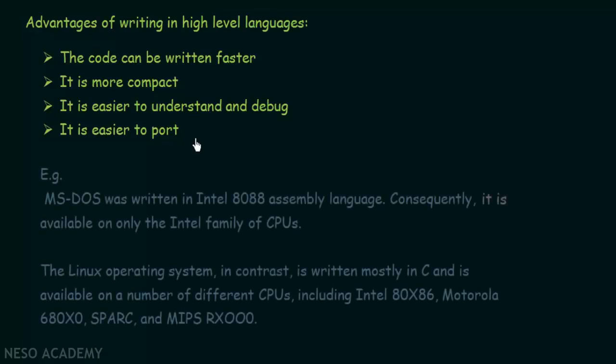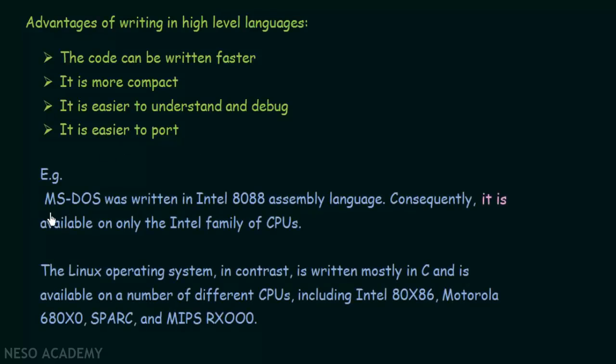For example, MS-DOS, which stands for Microsoft Disk Operating System, an old operating system, was written in Intel 8088 assembly language. Because of this, it is available only on the Intel family of CPUs. So since MS-DOS was written in Intel 8088 assembly language, it is supported only on the Intel family of CPUs.